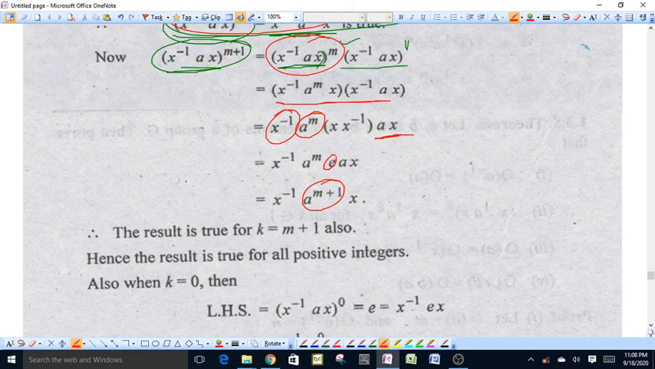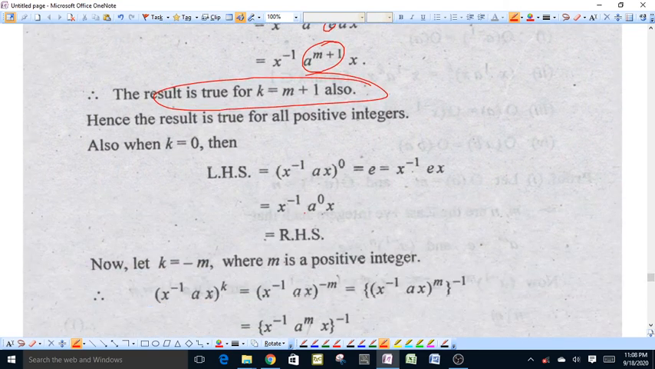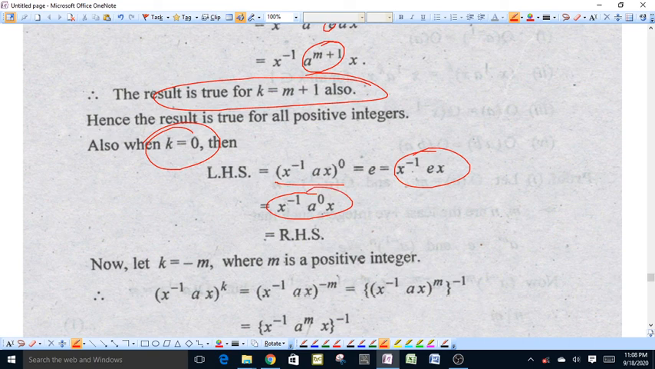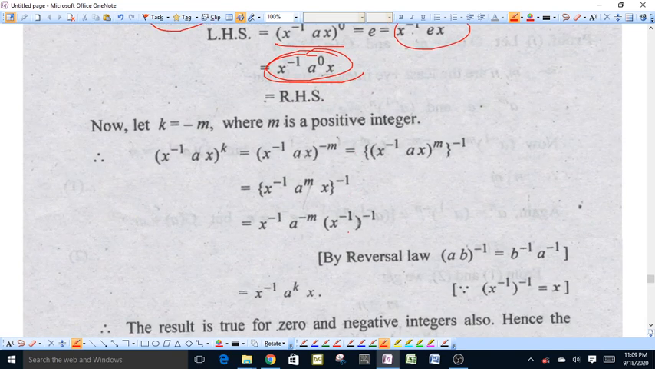This means the result is true for k equal to m plus 1 also. Hence, by the principle of mathematical induction, the result is true for all positive integers. Also for k equal to 0, (x inverse A x) raised to power 0 will be equal to E, and E can be written as x inverse E x, because x inverse x is equal to E, and this E will be equal to A raised to power 0. This result is also true for k equal to 0.